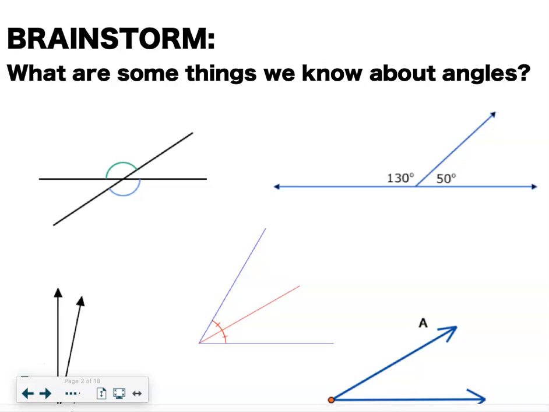What do you think? They're measured in degrees. What kind of angles are these? Adjacent. Vertical. What do you know about vertical angles? They're the same. They're equal. What do you know about these two? They're a linear pair, so they're supplementary, which means they add to 180.